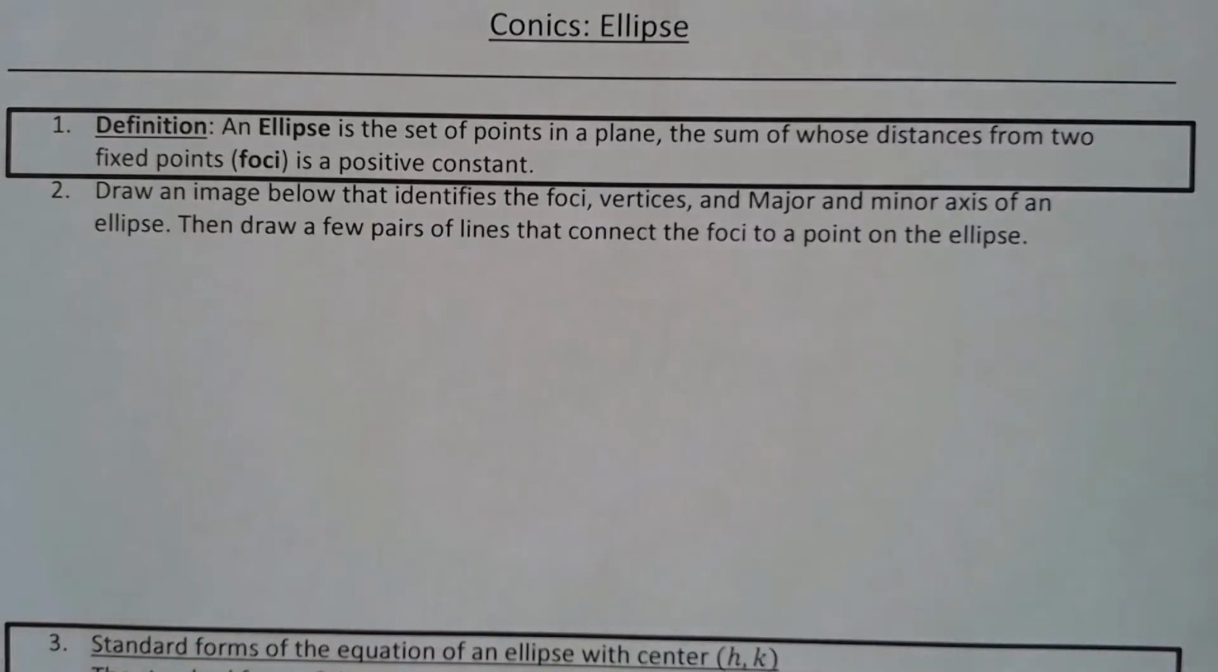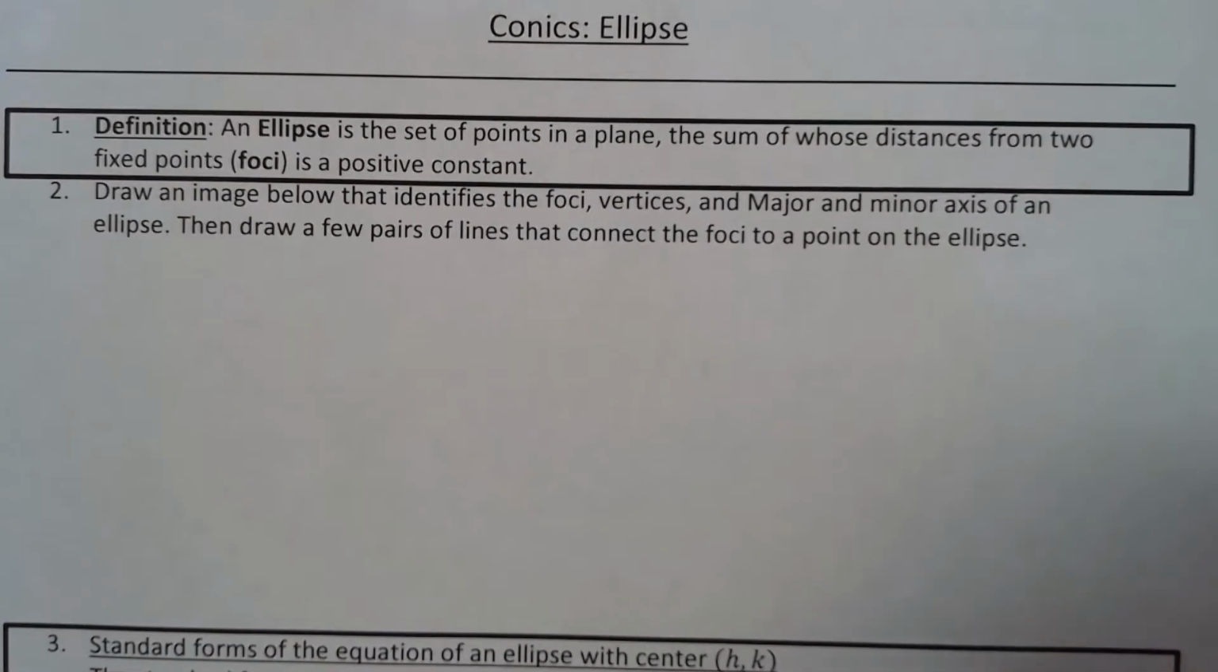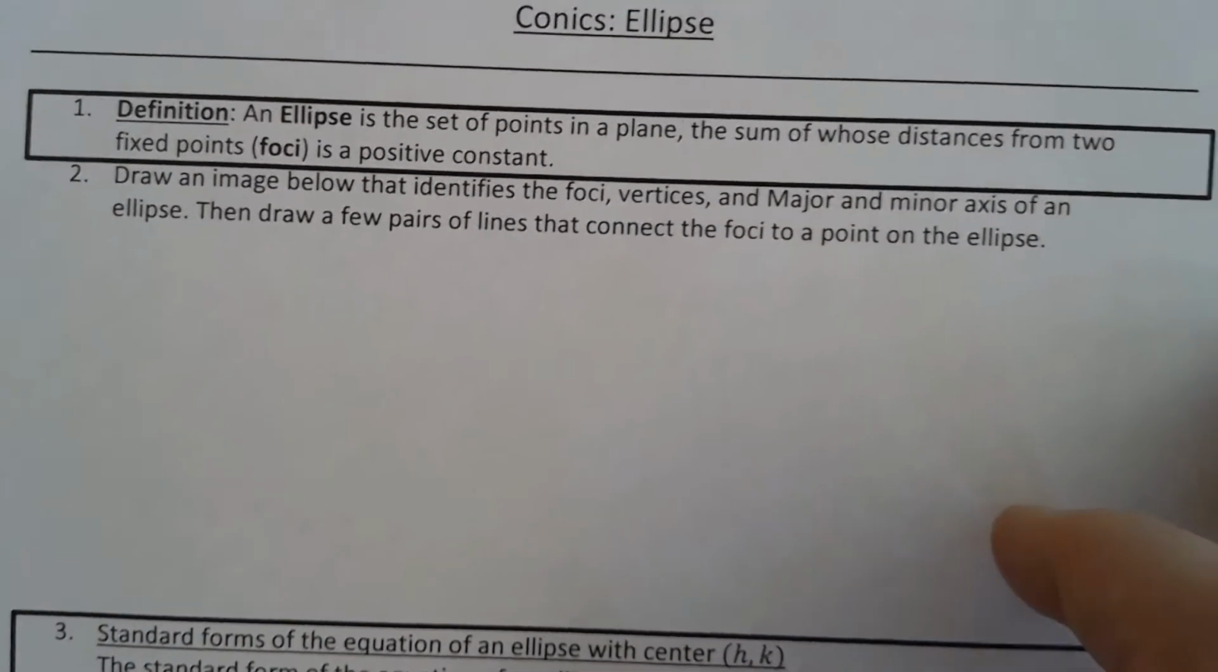In this video, we'll be talking about the definition of an ellipse, the graphical geometrical definition of how it is created, and what all the pieces of it are. So an ellipse is a set of points in a plane, the sum of whose distances from two fixed points, those fixed points being the foci, is a positive constant.